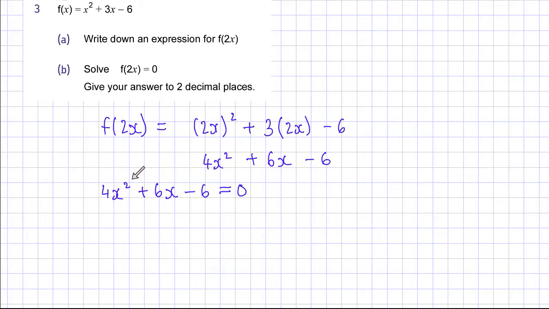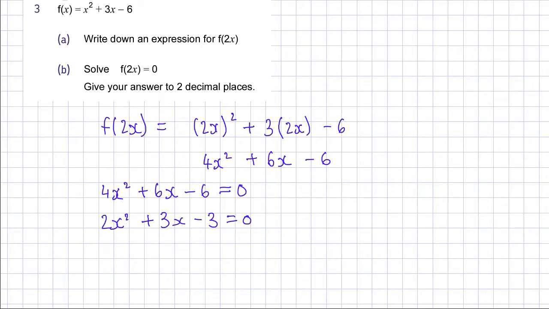So I have a quadratic equation here. I can see that I can divide everything by 2. So let's do that. Divide by 2, I'm going to get 2x squared plus 3x minus 3 equals 0. Also, I notice in my question it says give your answer to 2 decimal places. Now, this is a clue that I might need to use the quadratic formula.